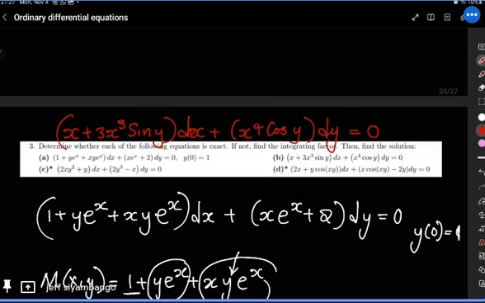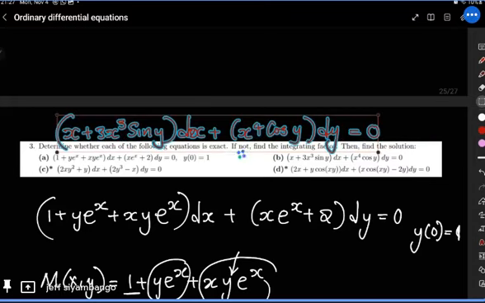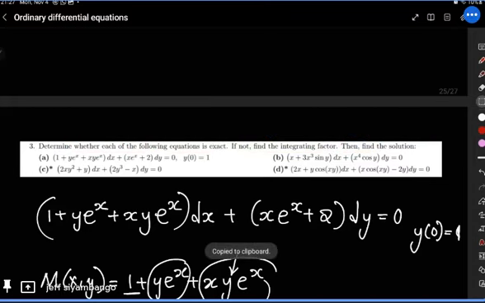So looking at this, the way the question is being phrased here, I think they want us to find which ones are exact. And for the exact ones, we can still go ahead and find the solution. But looking at this, if not, find the integrating factor. Regardless of whether exact or we need the integrating factor, in the end the statement is clear for both parts: find the solution.